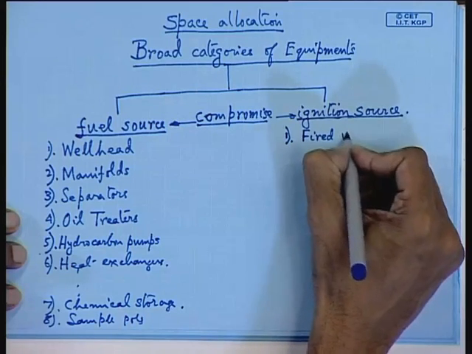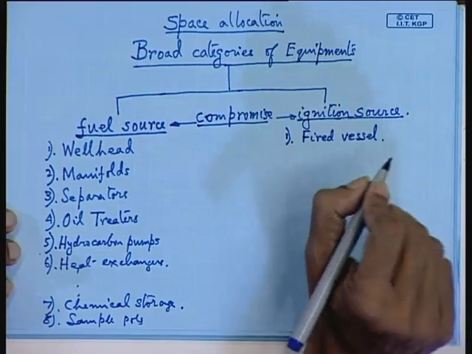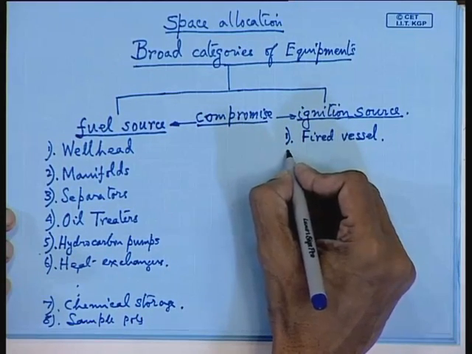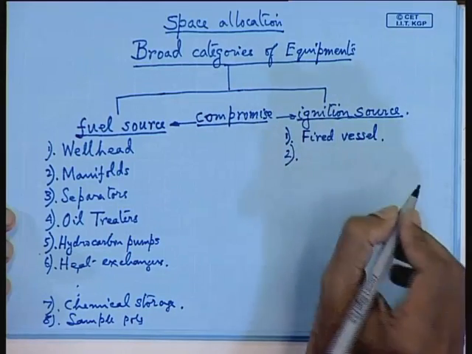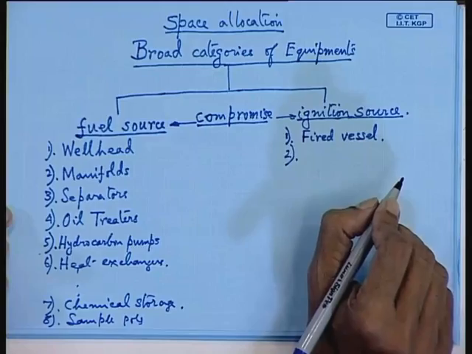So, what is a fired vessel? A fired vessel is something like this boiler. The boiler is a fired vessel. It can be an oil fired boiler. Normally, of course, it is on a platform. So, you have an oil fired boiler. An oil fired boiler is a potential source of fire. That means you are having a fire or a spark over there.